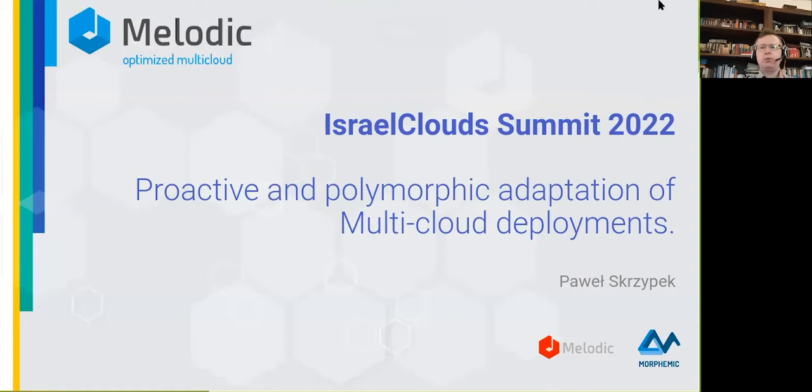And today I want to talk about the latest developments in our multi-cloud platform. Melodic and Morphemic are fully open source projects. The source code is available under the Mozilla Public License, so you can download, use, and adapt it to your projects. It is developed within the Horizon 2020 projects, Melodic and Morphemic, and fully available as open source to use by any users, both individual, commercial ones, and so on.